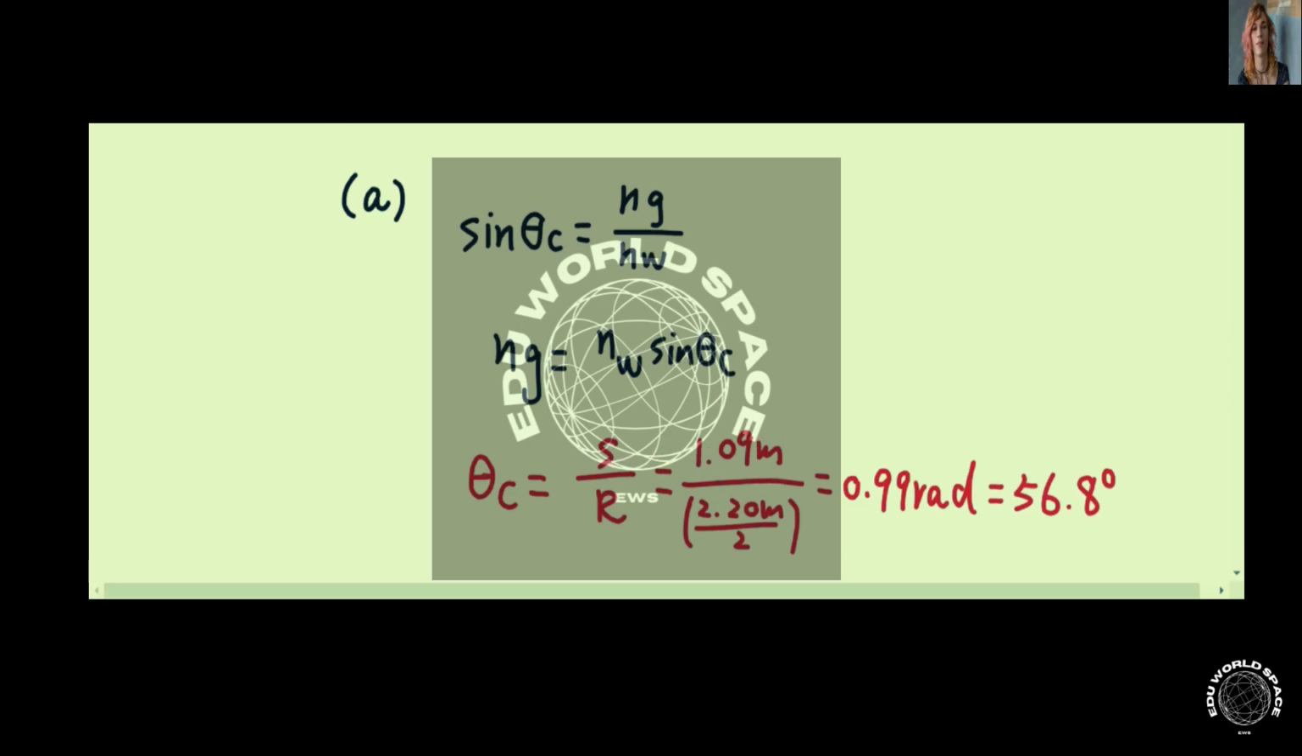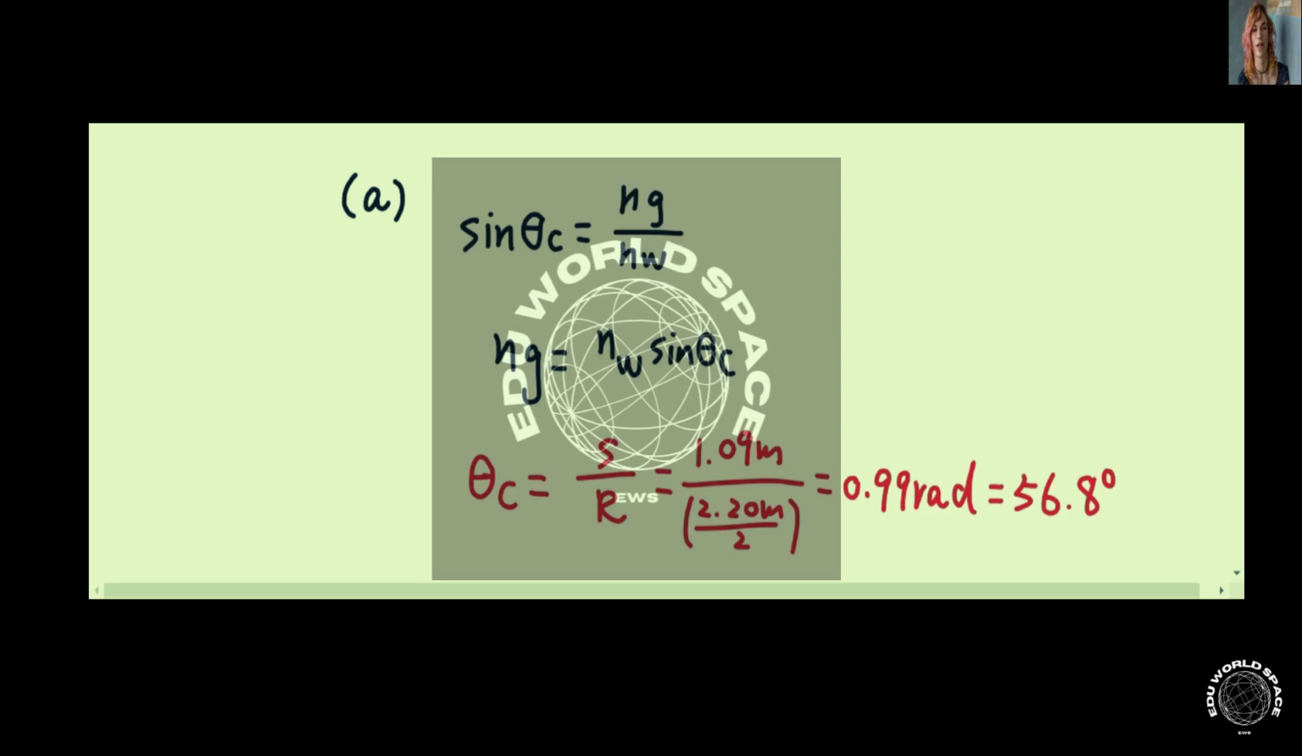Okay, so for the first question, we know sine theta c is equal to ng over nw. So theta c here is the critical angle. Ng is the index of refraction of gas, which is the one we are looking to determine in this question. And nw is the index of refraction of water. So therefore, we have ng is equal to nw sine theta c.